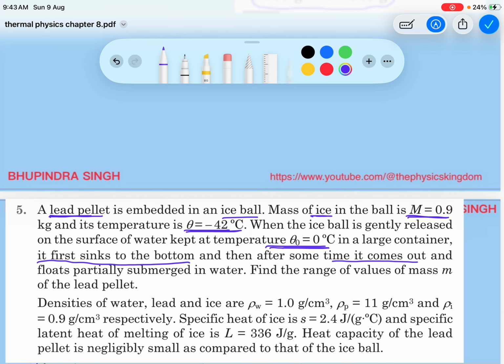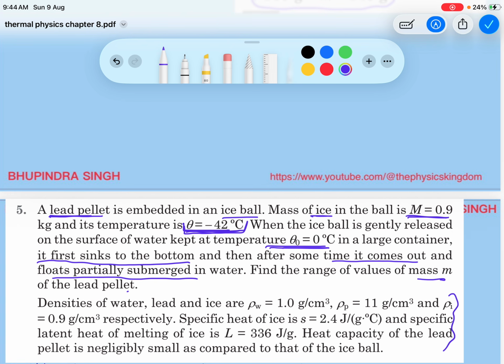So what can be the change here after sinking? So you can notice here temperature is minus 42 degrees Celsius. So temperature is very less. It means the liquid layer around ice ball can freeze. Means volume of this ice ball can increase, right? Okay. So now it floats partially submerged in water, find the range of mass m of the lead pellet, and these values are giving density, specific heat or whatever.